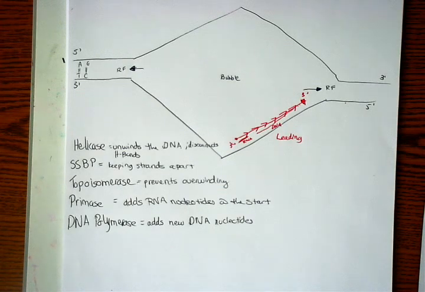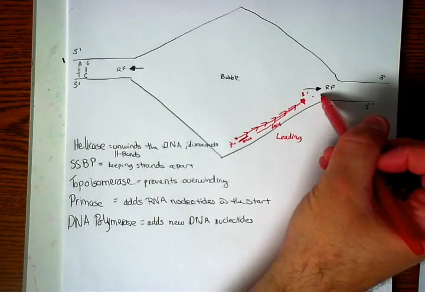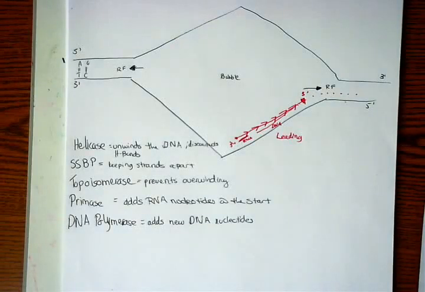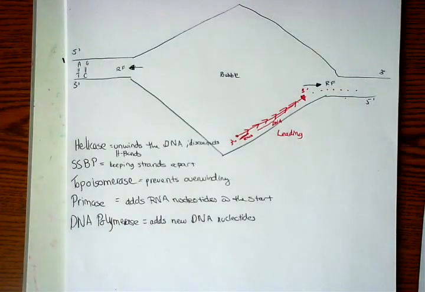Can't you only add it to the 3 prime end? That's right. So you would be adding to this end going this direction each time without fail. Question? Could you explain why we lead? Because the 3 prime end is on this side. You can only add to the 3 prime end.